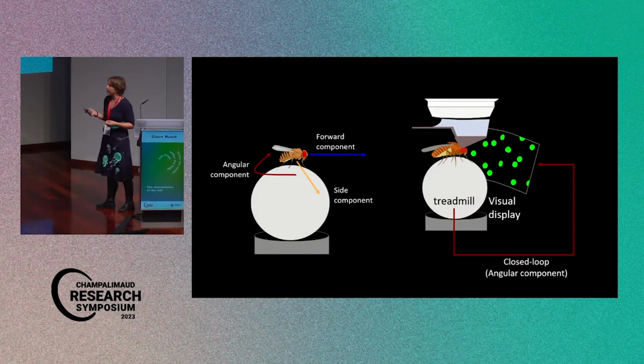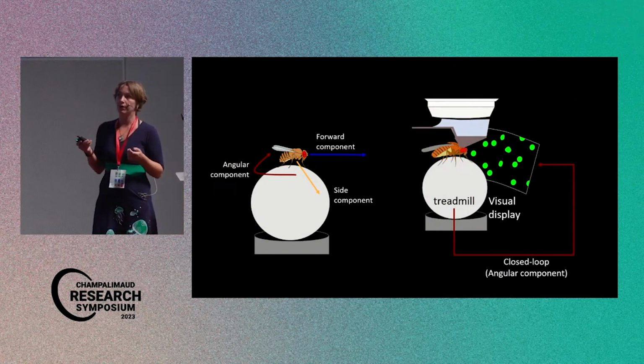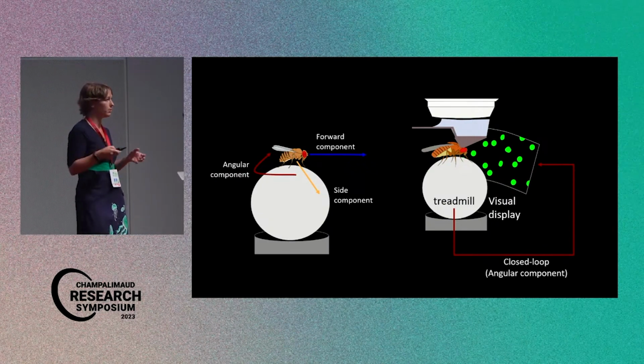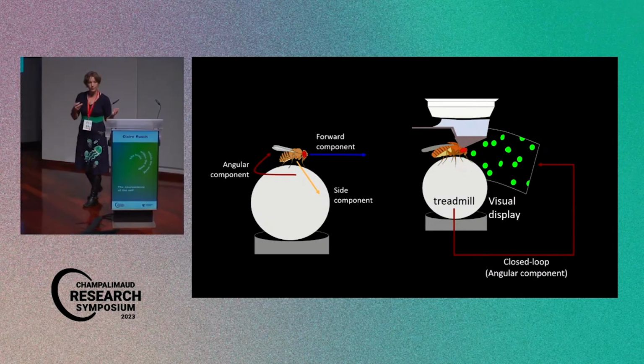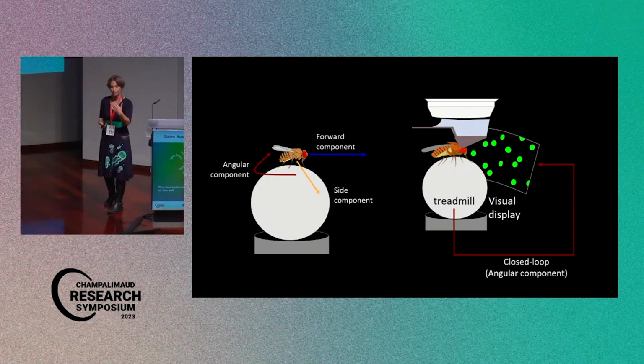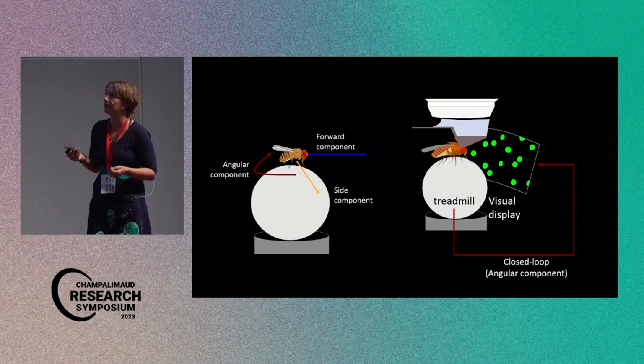And the way to test that is to put the fly in closed loop. So we take the angular component of the fly on the ball to close the loop to the visual display. So basically, when the fly is going to turn left, its world is going to turn right. So it will have congruency between its motion and what it's perceiving on the screen. And I cannot yet close the loop with the forward component, but it's in the pipeline.